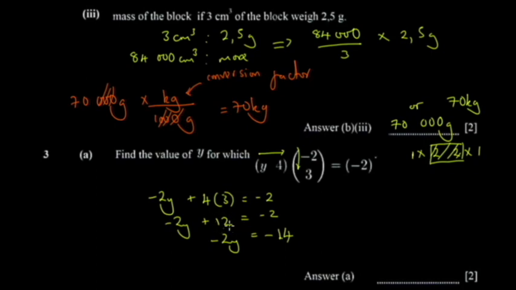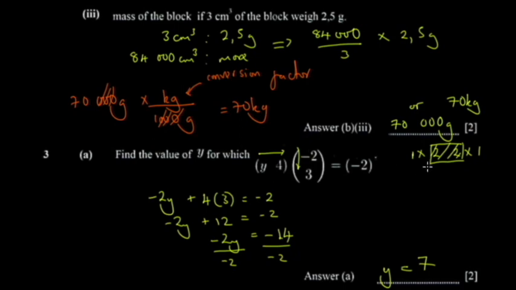Okay, so 12 to the other side, it's called transposition. That process, if you want to be a teacher later on, is called transposition. So you'd get -2y equal to -12, then you get -14, then you divide both sides by -2, then you get y equal to 7. Okay, and that's it.